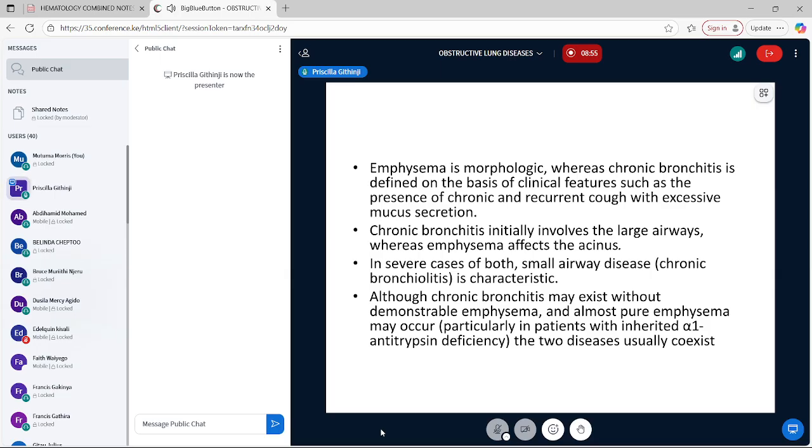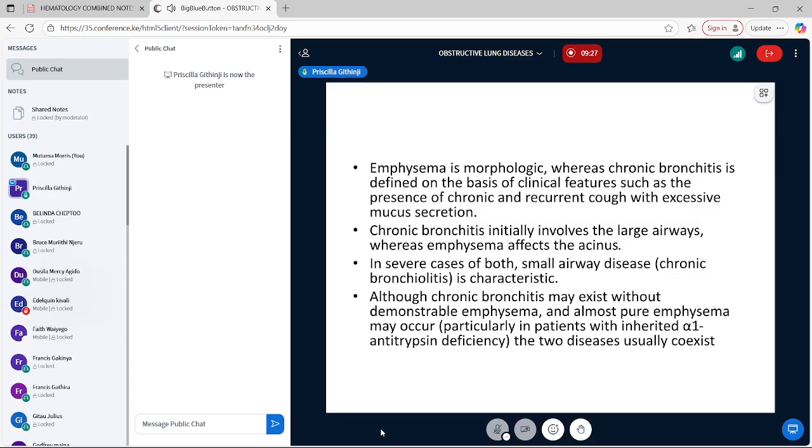So in severe cases of both, small airway disease, what we call chronic bronchiolitis, is usually characteristic. So it will affect the small airways. Although chronic bronchitis may exist without demonstrable emphysema, almost pure emphysema may occur, particularly in patients with inherited alpha-1 antitrypsin deficiency.